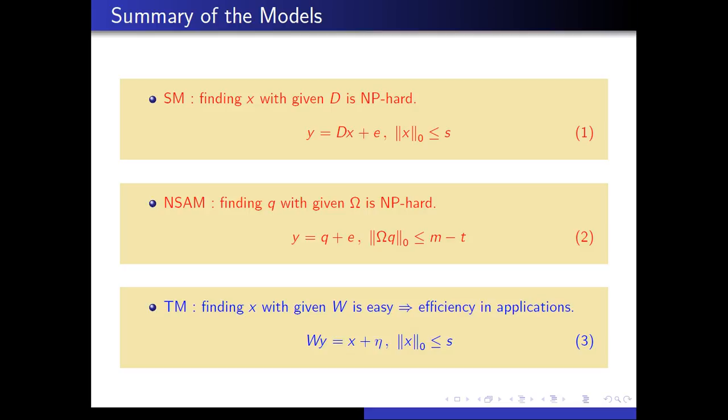Okay, so here's a summary of the models. Let's look first at the top. This is the synthesis model. Finding X with a given D is NP-hard. So this is what we're trying to do: given Y, we're trying to find X such that we can approximate Y where X is sparse. It turns out that this is an NP-hard problem. At the bottom is the transform model. Here we have data Y. We apply W, a known transform, to it, and we're looking for something sparse here and a small residual. This is easily solvable by thresholding. So that's the difference. Whereas here we're trying to express Y as a sparse combination of columns, here we're trying to sparsify a vector which we compute directly.